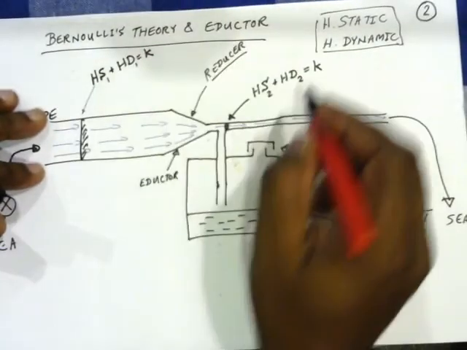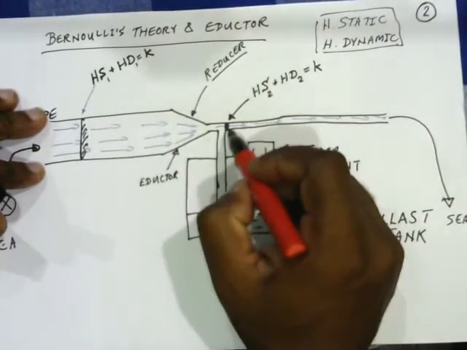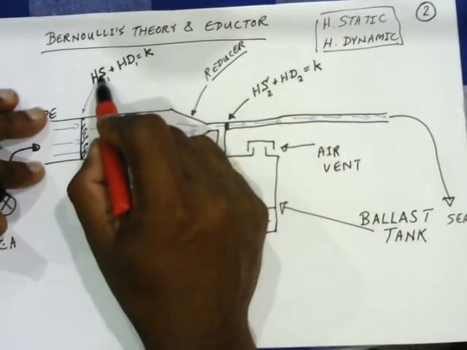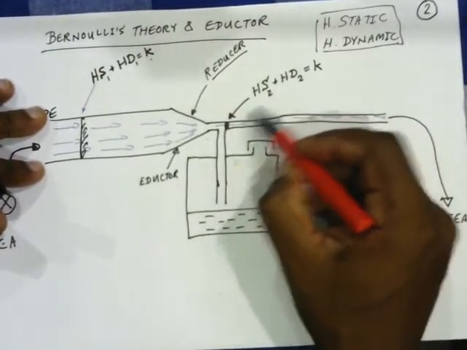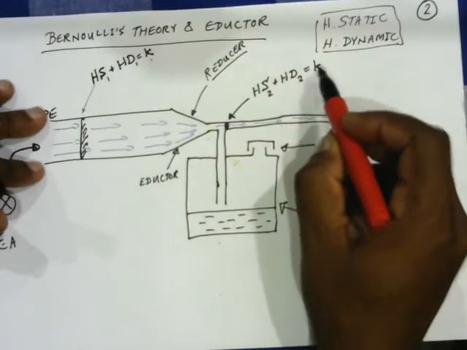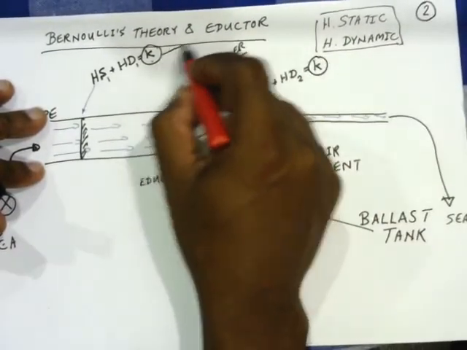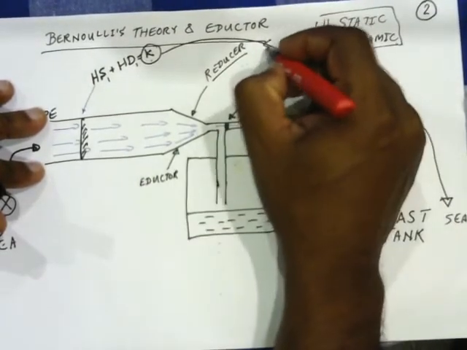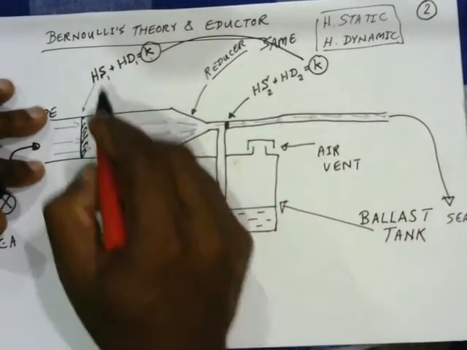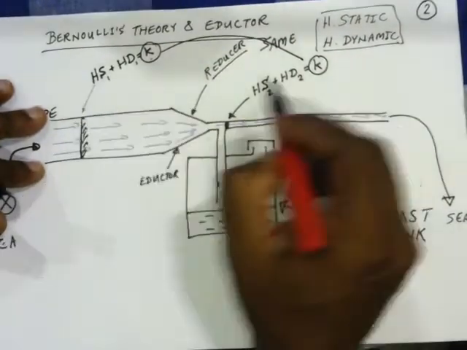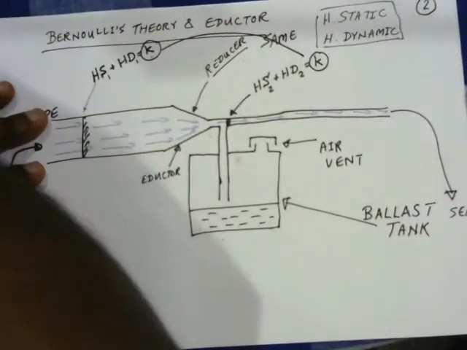Then, as per Bernoulli's theory, at this point and this point, the addition of hydrostatic pressure and hydrodynamic pressure equals the constant. Here also hydrostatic pressure and hydrodynamic pressure equals the constant. These two constants will be the same. But that does not mean that the hydrostatic pressure here and the hydrostatic pressure here should be the same. It doesn't need to be.